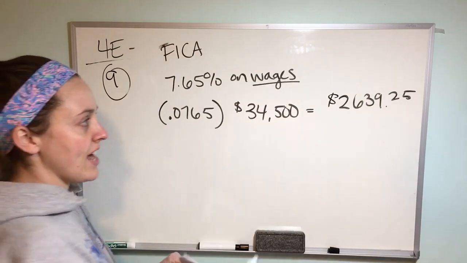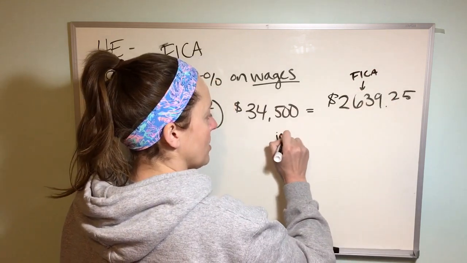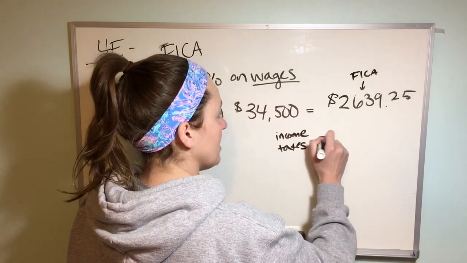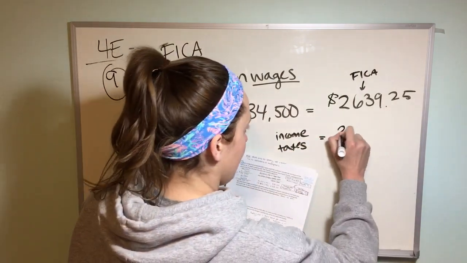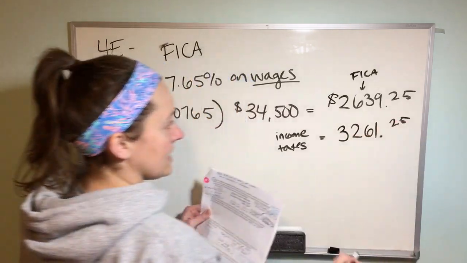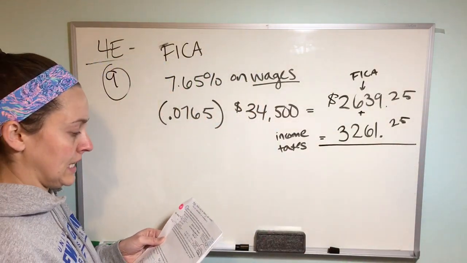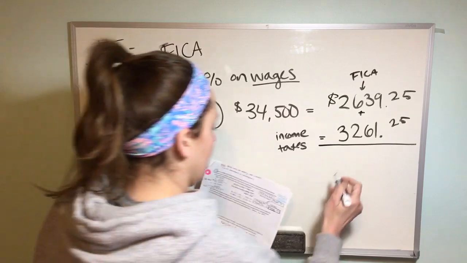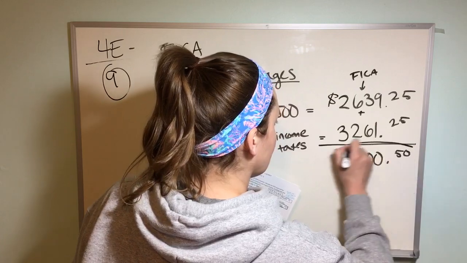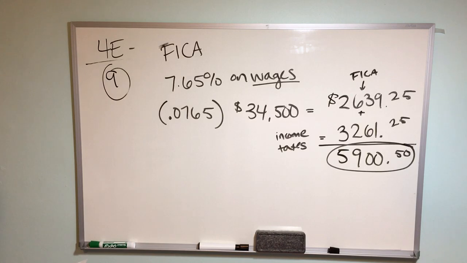And remember, we'll add that to, this is FICA, and then we'll add that to the income taxes from the last part that we did. Remember, her income taxes were $3,261.25. So we just add those together to get her total tax bill. And I got $5,900.50. And that should be the answer for Carla.